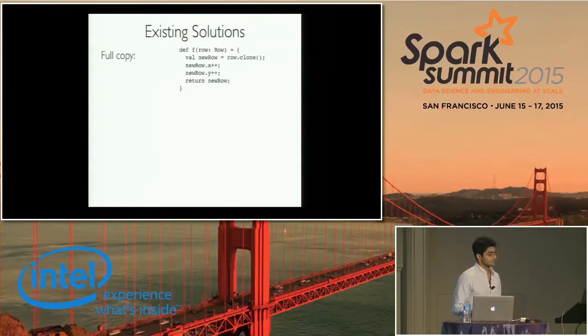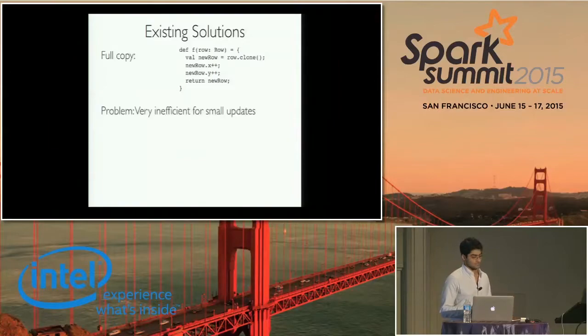So what Spark currently does is just the simple solution of copying the entire RDD before updating it. And that makes sense in the common case, maybe when most or all of the records are being changed for every transformation. But for sparse updates, of course, it's very inefficient.